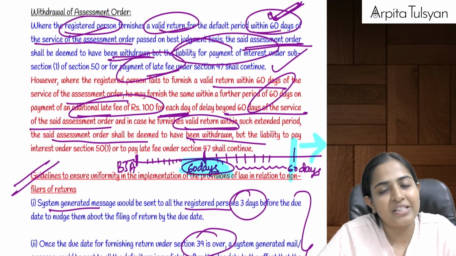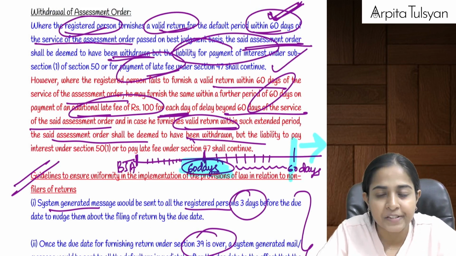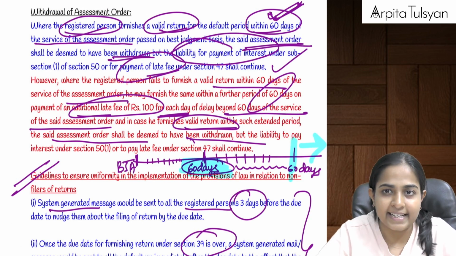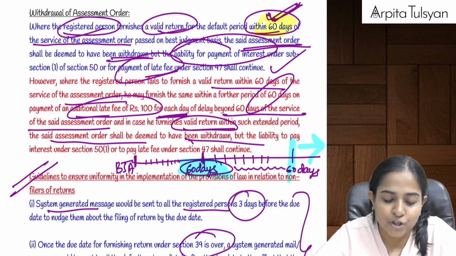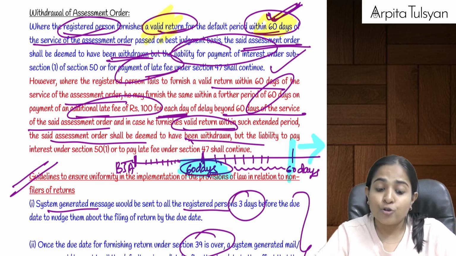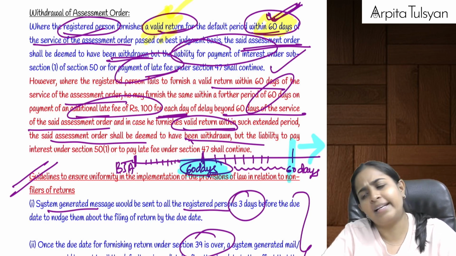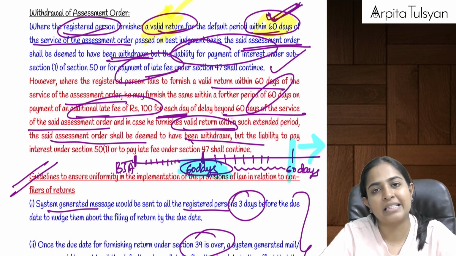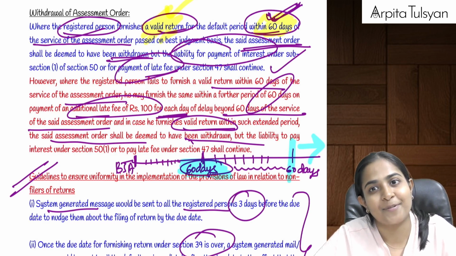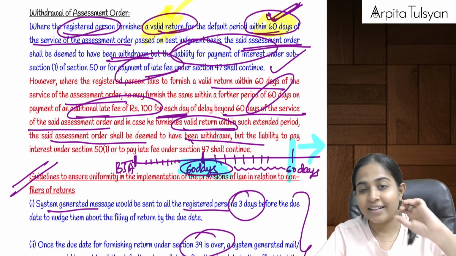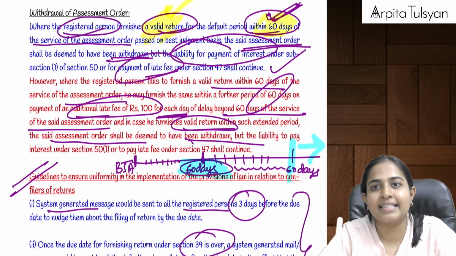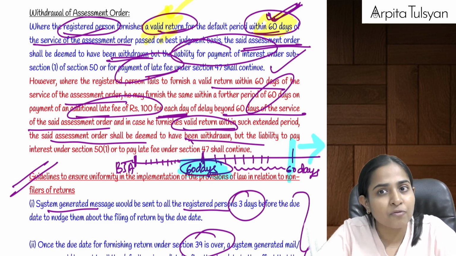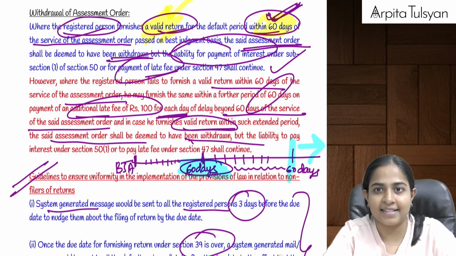Suppose we have passed the best judgment assessment order on the registered person, and now within a period of 60 days of serving this order, that person comes and says, "Sir, I'm so sorry, I'm late, I wish to file a valid return." So we will tell them, okay, no problem, you file a valid return within 60 days and we will withdraw the best judgment assessment order. This is not applicable under income tax law. This is applicable only under GST law, that if the return has been filed within 60 days from the date of serving the best judgment assessment order, then the order can be withdrawn. The order is withdrawn, but tax liability etc. will remain as it is. That needs to be paid.